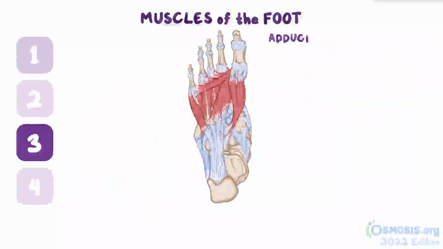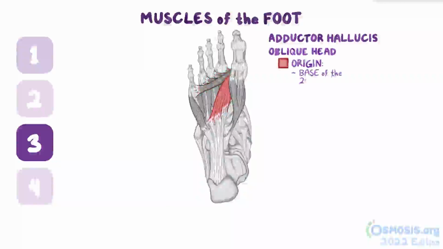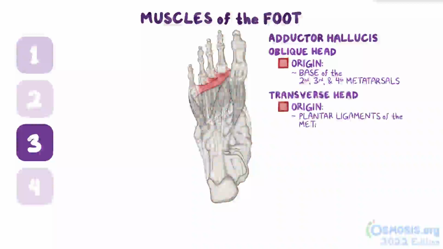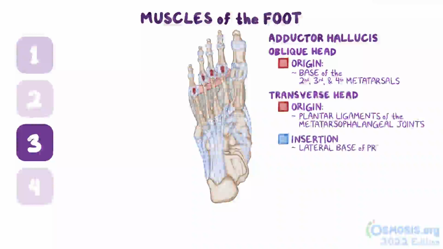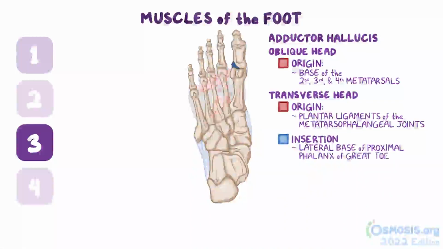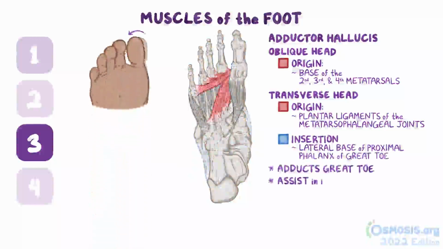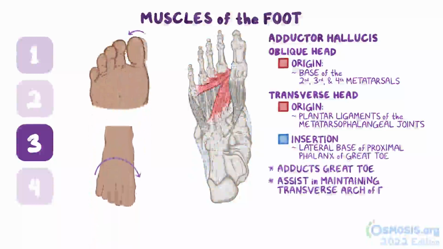And then there's the adductor hallucis muscle, which is located lateral to the flexor hallucis brevis. It consists of both an oblique and transverse head. The oblique head originates from the bases of the second, third, and fourth metatarsals. The transverse head originates from the plantar ligaments of the metatarsophalangeal joints. Both heads insert to the lateral base of the proximal phalanx of the great toe. Ultimately, this adductor adducts the great toe and assists in maintaining the transverse arch of the foot.